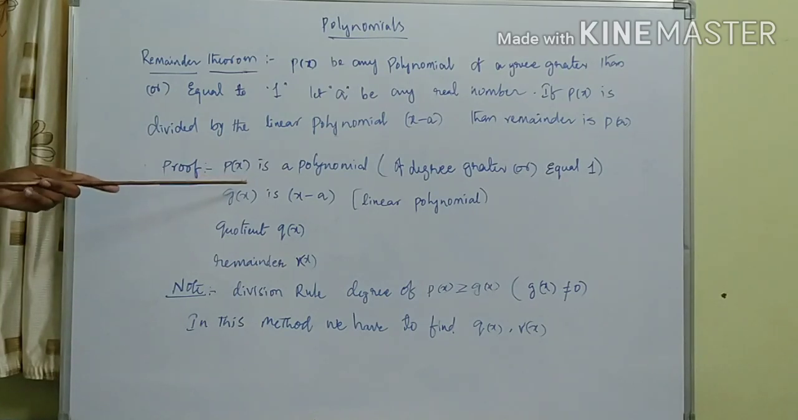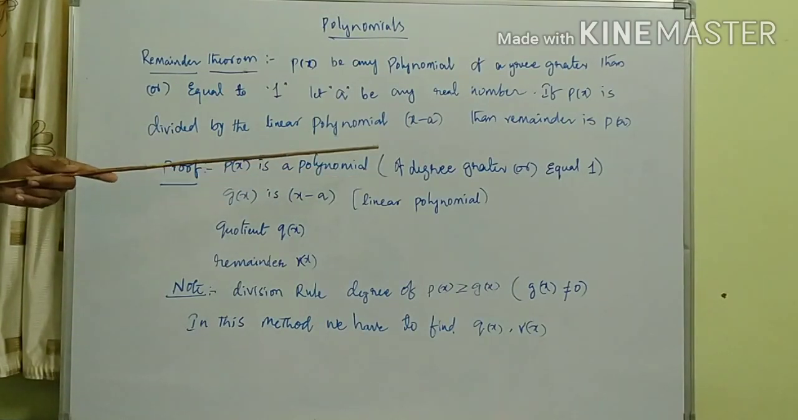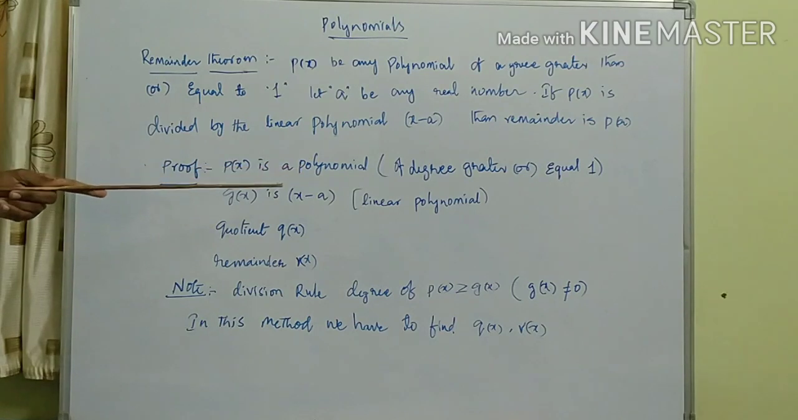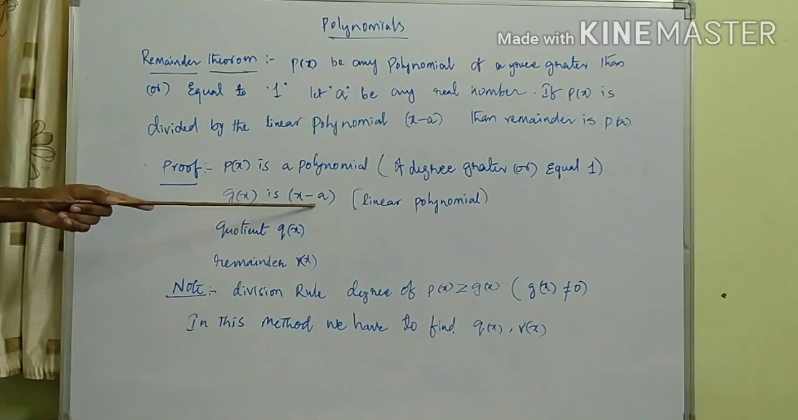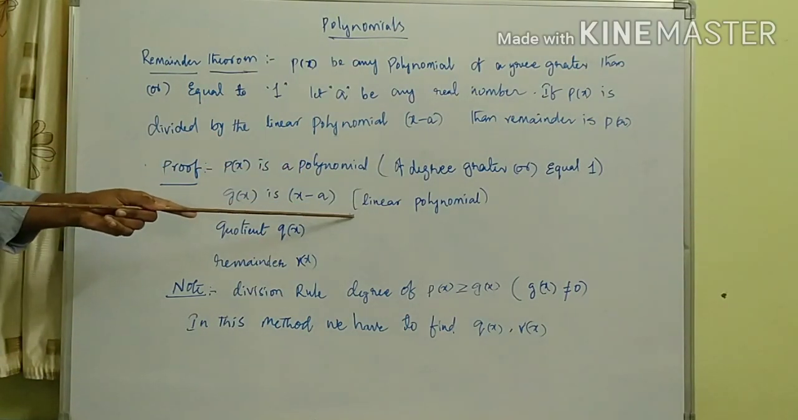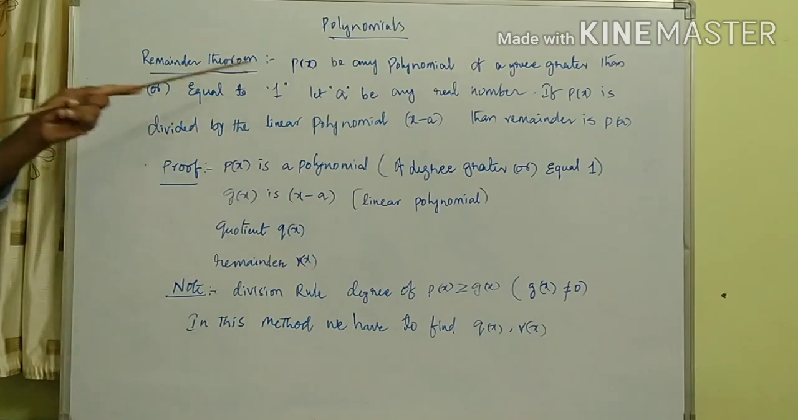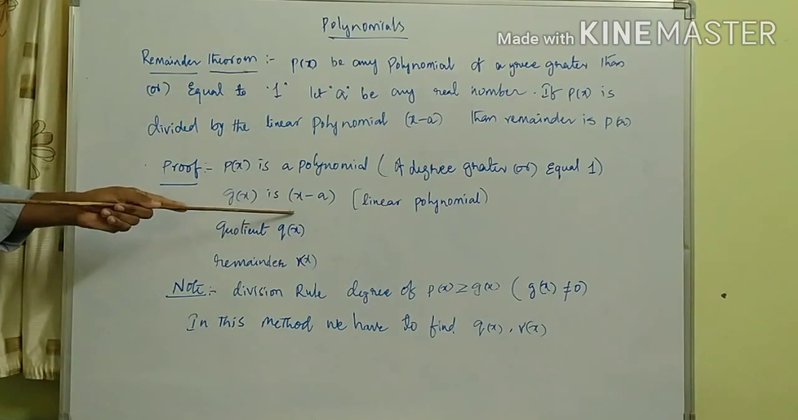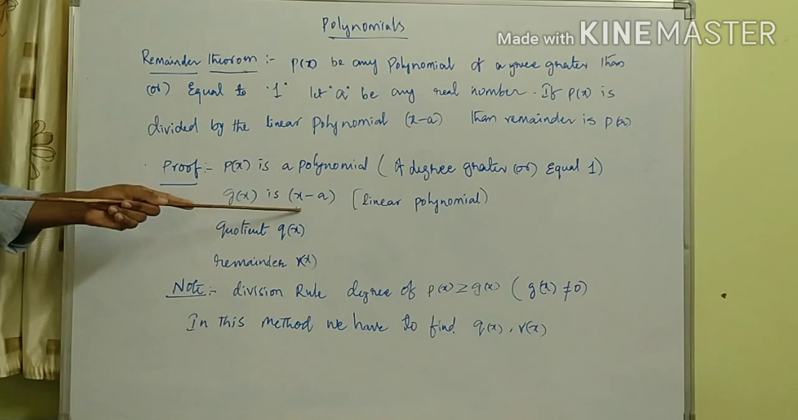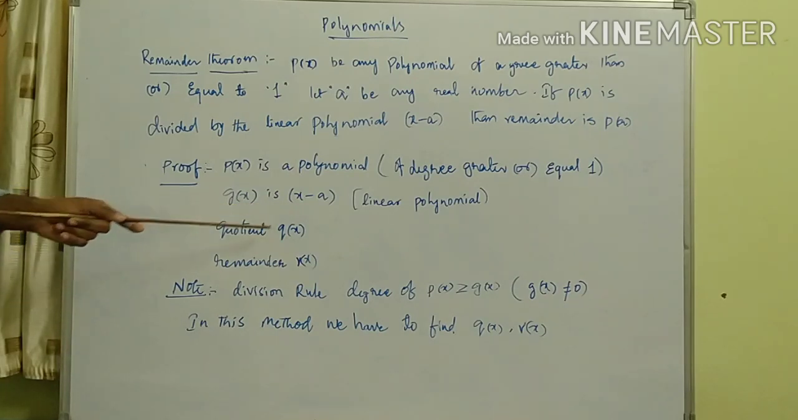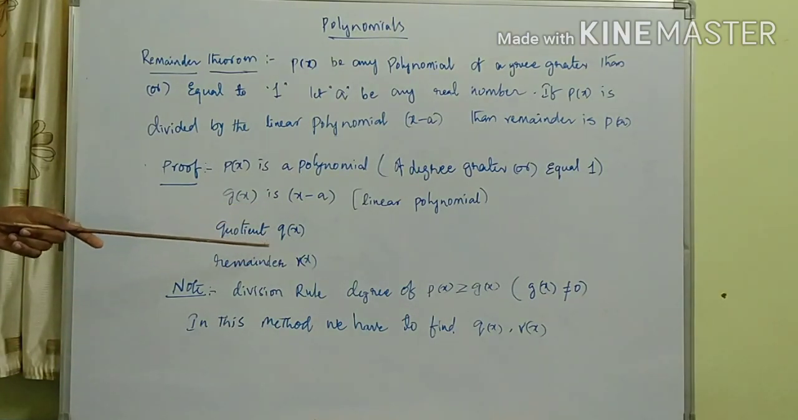P of x is a polynomial of degree greater than or equal to 1. G of x is x minus a. It is a linear polynomial. This remainder verification theorem works only for linear polynomials. Next, the quotient is q of x, we know that, and the remainder is also r of x.